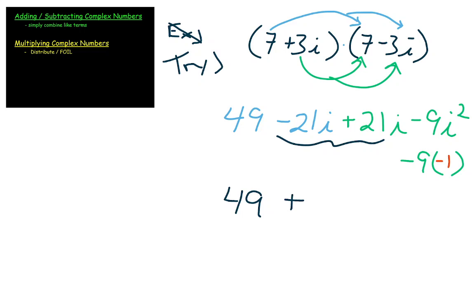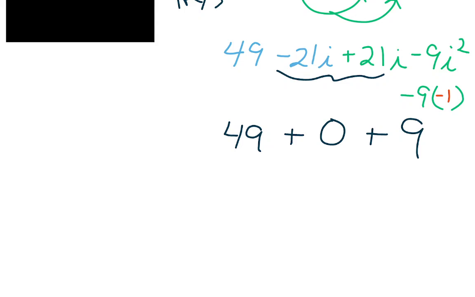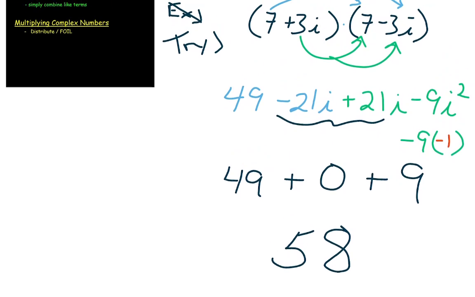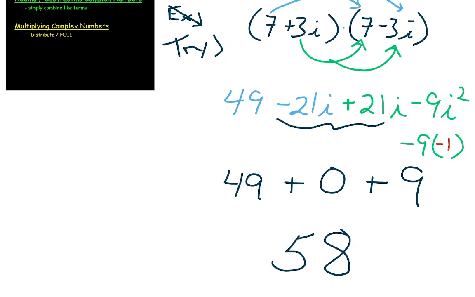Look at these numbers. They actually cancel each other out. So it looks like I get 49 plus 9. Just like 2 regular numbers, which add together to be 58. Yes, my final answer is 58. So I multiplied 2 imaginary numbers that I started with, but I ended up with a real answer. That's what's going on. That's how you multiply complex numbers.